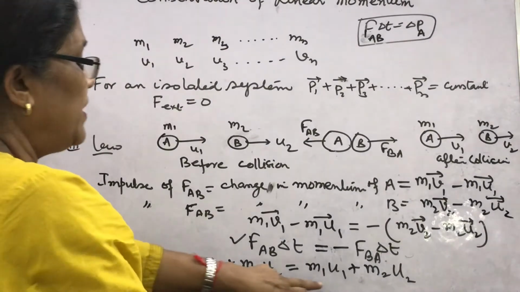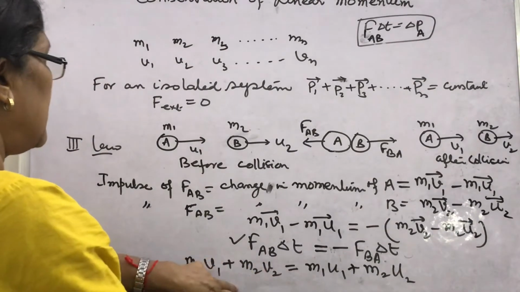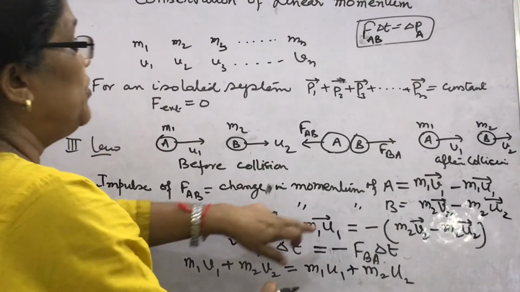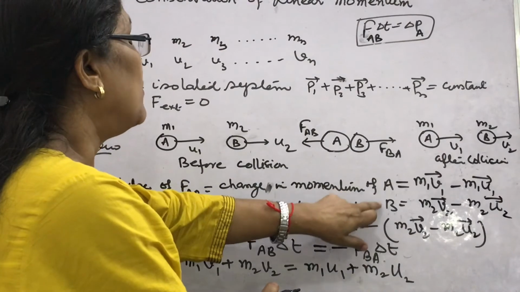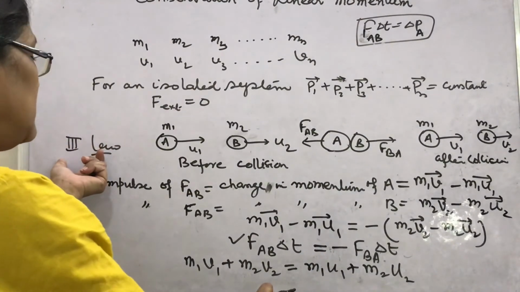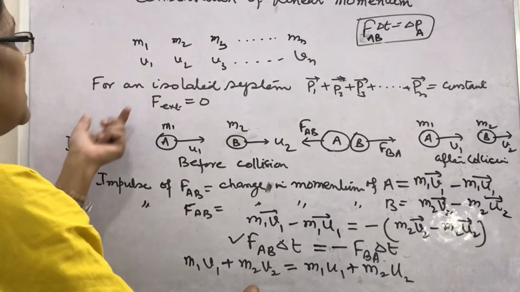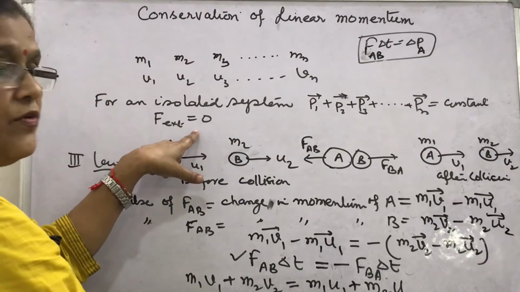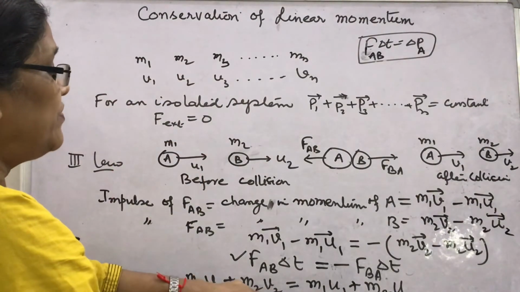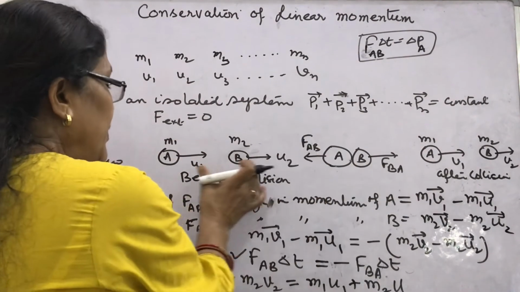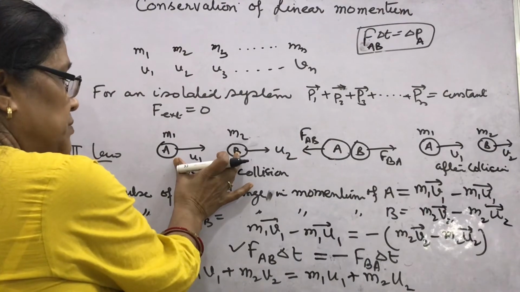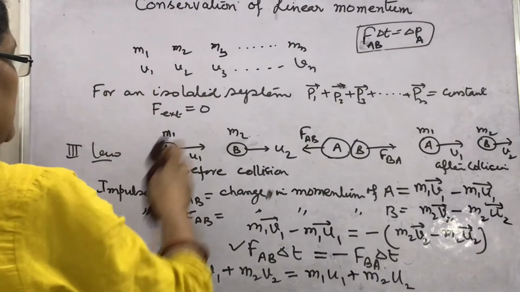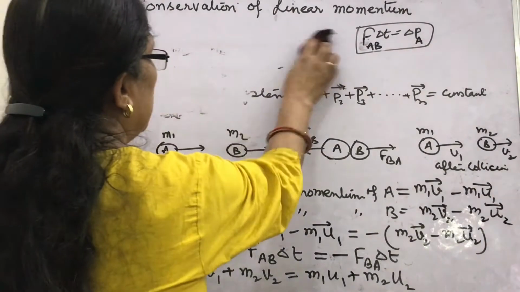That we have seen this equation can be written using the change in momentum, and the third law says conservation of linear momentum when there is no external force. We have proved here that whatever the momentum is before collision is the same as after collision. Look, the momentum remains conserved.